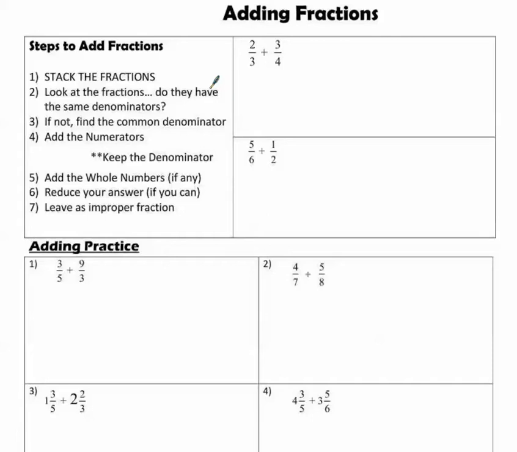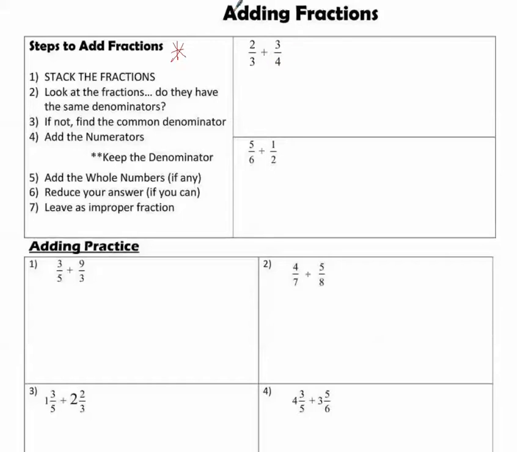Today we're going to talk about adding fractions. Steps to add fractions. Stack the fractions. Look at the fractions. Do they have the same denominators? If they do not, find the common denominator, add the numerators, make sure you keep the denominators the same. Add the whole numbers if they have any, and reduce your answer if you're able. Leave it an improper fraction.